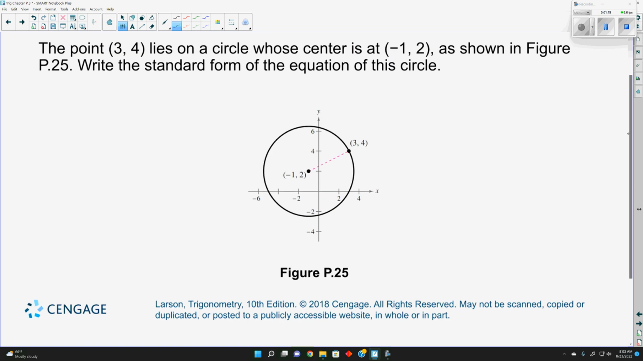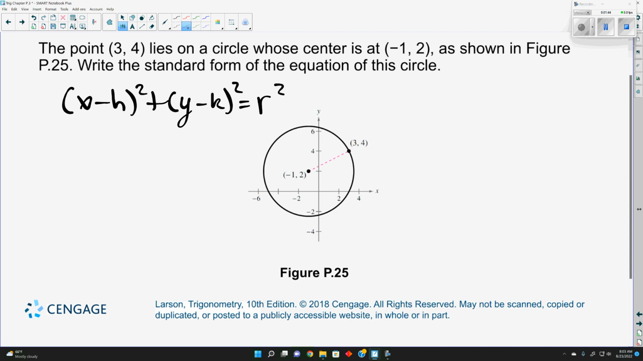So the point 3, 4 lies on a circle whose center is at negative 1, 2, as shown in the figure. Write the standard form of the equation for this circle. So this is our standard form of a circle, the general equation, and we want to fill the information in.